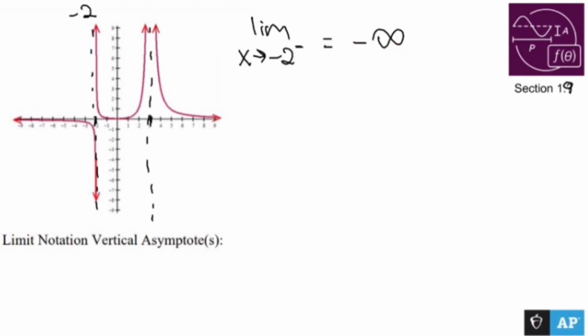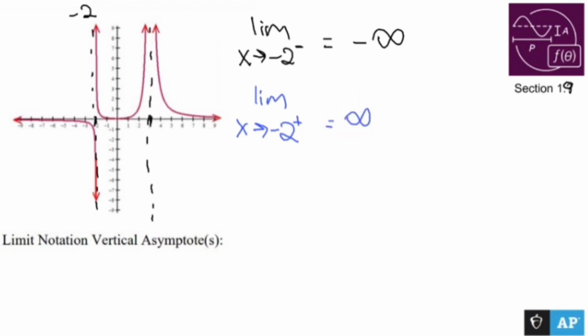Now, I'm going to do the same thing, but I'm going to approach negative 2 from the right side, so I put that little plus sign up here. As I'm going to -2 from the right side, I'm going to ignore all this stuff. I'm heading towards -2, and as I go towards -2 from the right, I'm shooting upward, which is positive infinity.